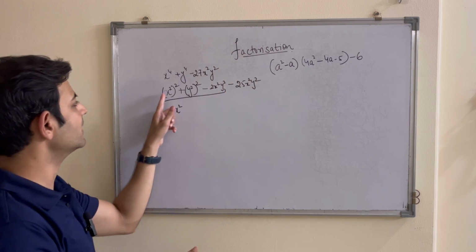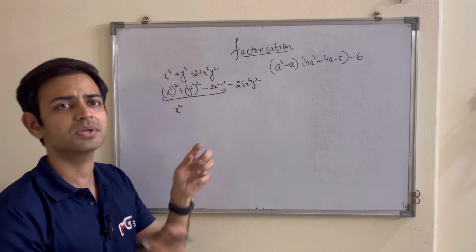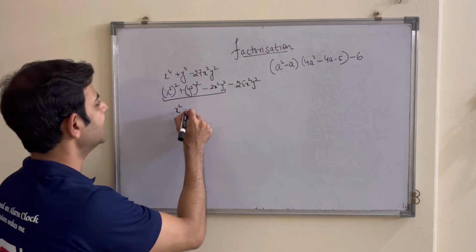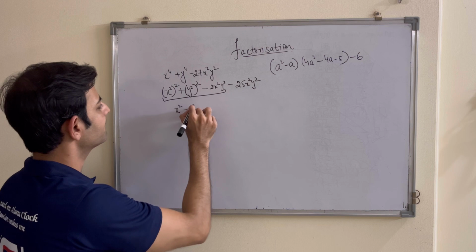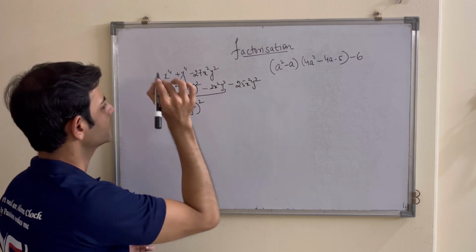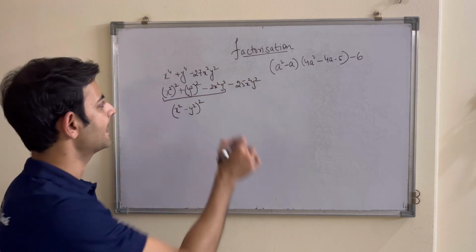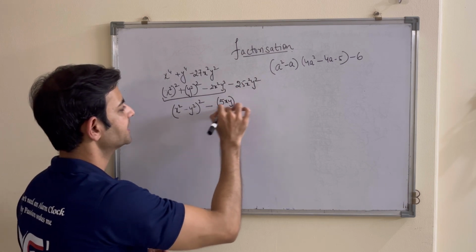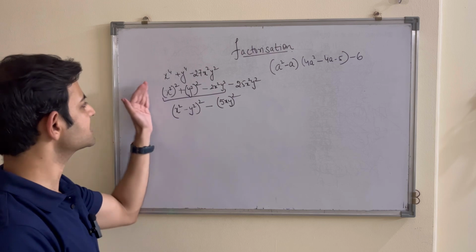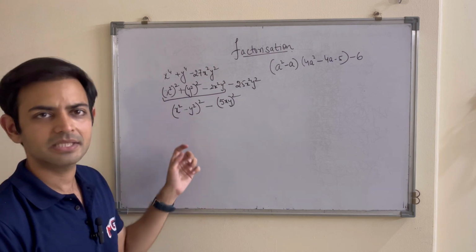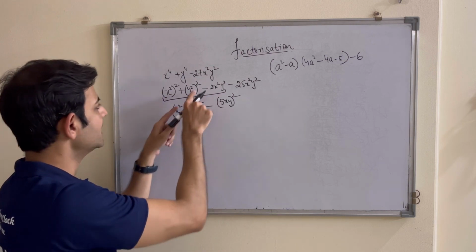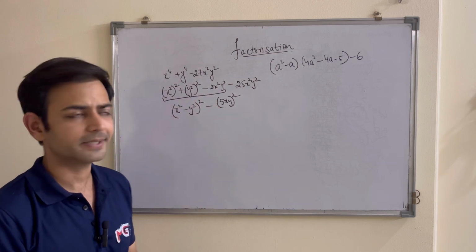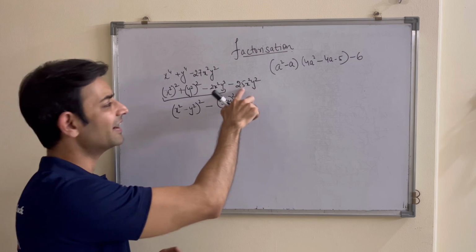So this is a square plus b square minus 2ab, which is the formula of a minus b the whole square. So this will become x square minus y square the whole square minus 5xy the whole square. So we just applied here a minus b the whole square because my a was x square, b was y square. So this becomes x square minus y square the whole square minus 25 is the perfect square.